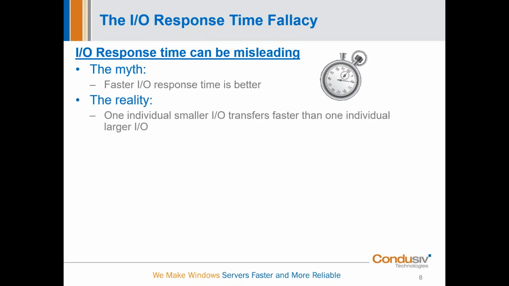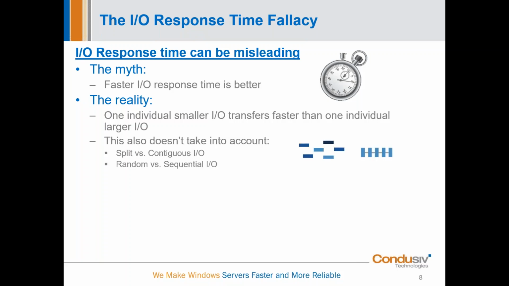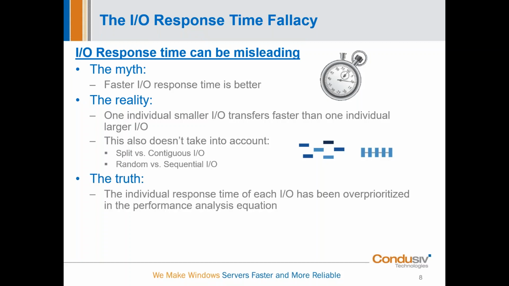Why I say it's a myth that faster IO response time alone is better is because you also want to take into consideration the nature of the IO, the size of the IO. If you've got a 4K block or a 64K block, the 4K block is by itself going to transfer faster just because it's smaller. We can dial up and down block sizes on your SAN and show you that. What it also doesn't take into account, though, is whether the IO is split or contiguous, random or sequential. So this starts to paint a much more rounded picture of what we want to look at. All of these pieces together contribute to your throughput potential, and that's what we really care about.